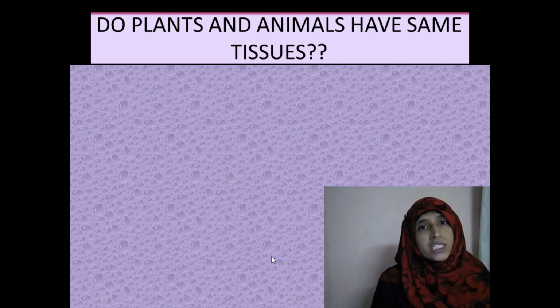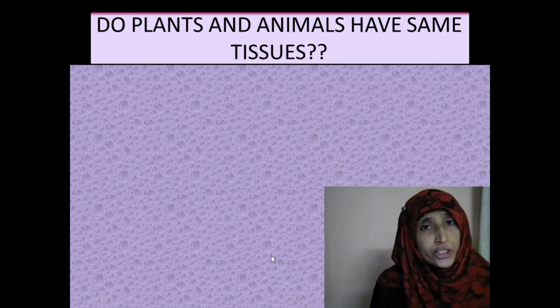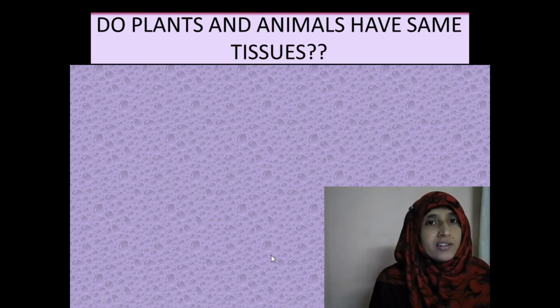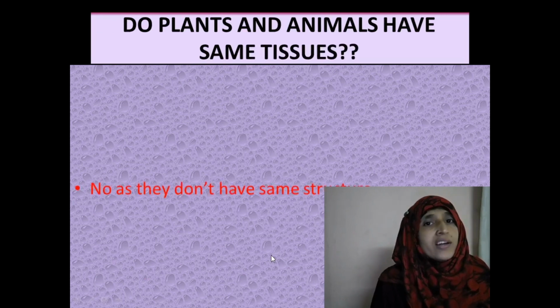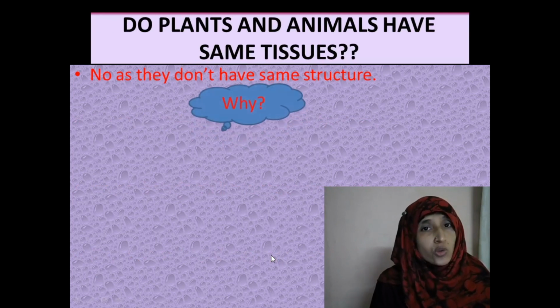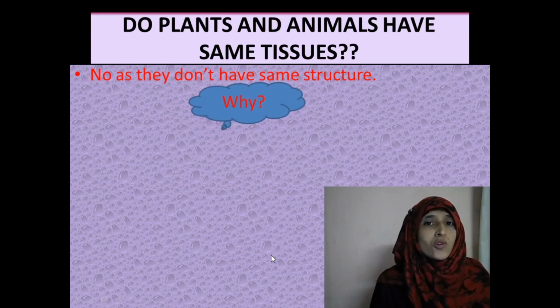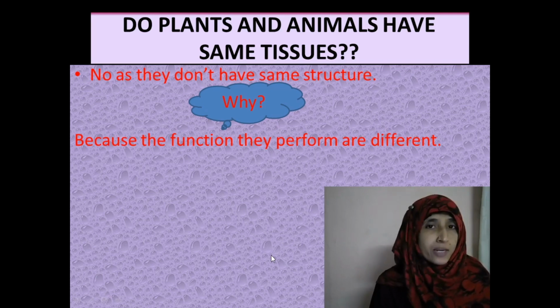Now the next question that arises is, do plants and animals have the same type of tissue? What do you think? We have seen different cells, that is plant and animal cells. What would be the tissues? Will it be the same? What should be the answer? No. They cannot be the same because they don't have the same structure. Why don't they have the same structure? Because the type of function they perform is different.